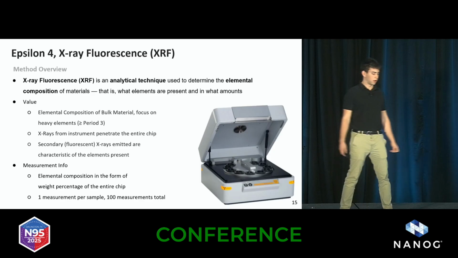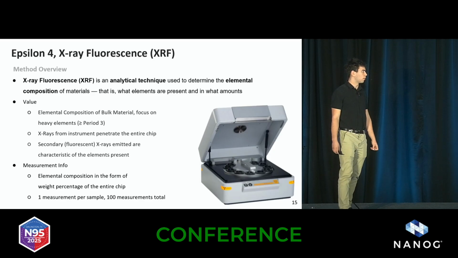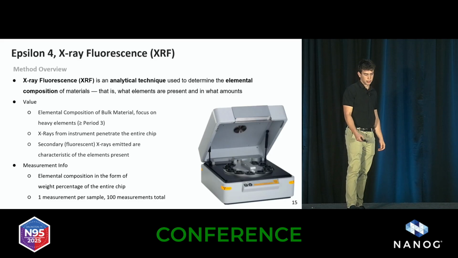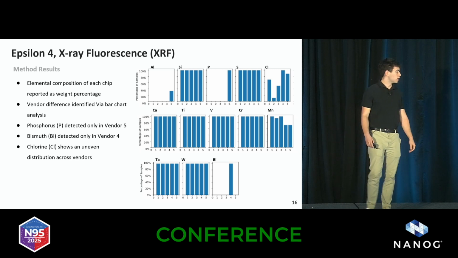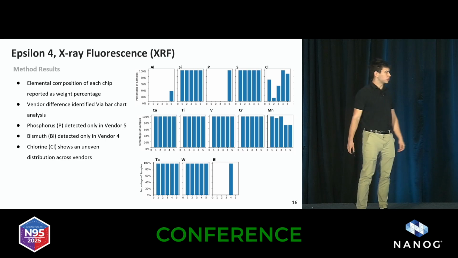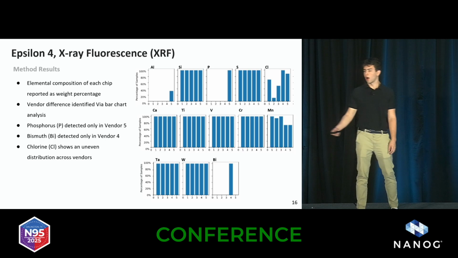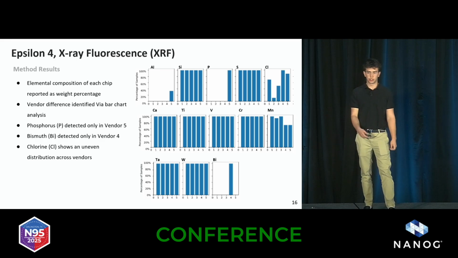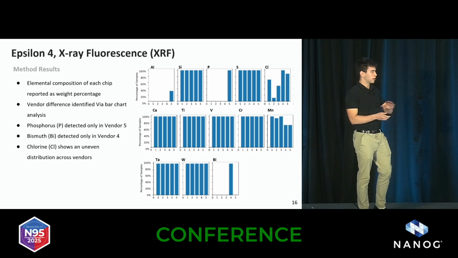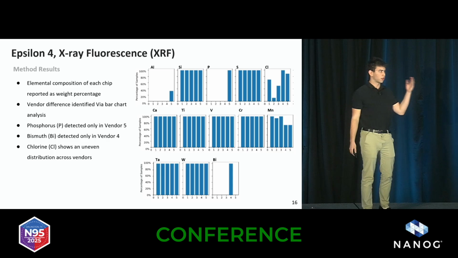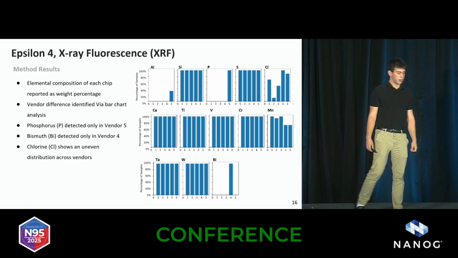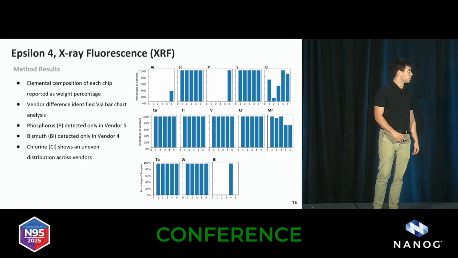Our measurement info was that we got elemental composition in the form of weight percentage relative to the entire chip, with 1 measurement per sample for a total of 100 measurements. You can see the results here. What I want to highlight is that phosphorus, for example, is only present on vendor 5. We're not 100% sure why that might be the case, but literature and previous research would suggest that maybe there was black topping involved, so they repainted the surface potentially with a material that had phosphorus in it. I also want to point out that bismuth is only present on vendor 4. And of course, silicon is present on all of the vendors.